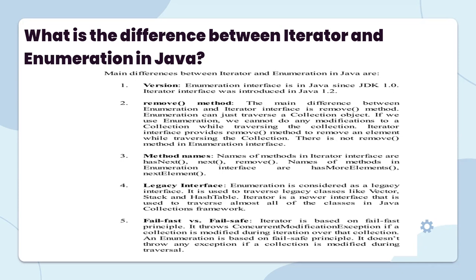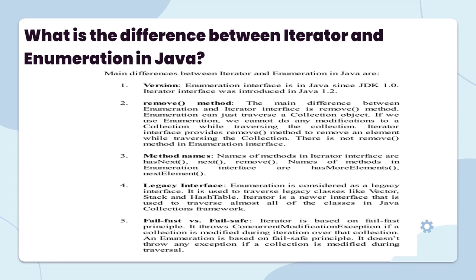Fail fast versus fail safe. What is that? Iterator is based on the fail-fast principle. It throws ConcurrentModificationException if the collection is modified during the iteration over that collection. Enumeration is based on the fail-safe principle, so it does not throw any exception if the collection is modified during traversal.